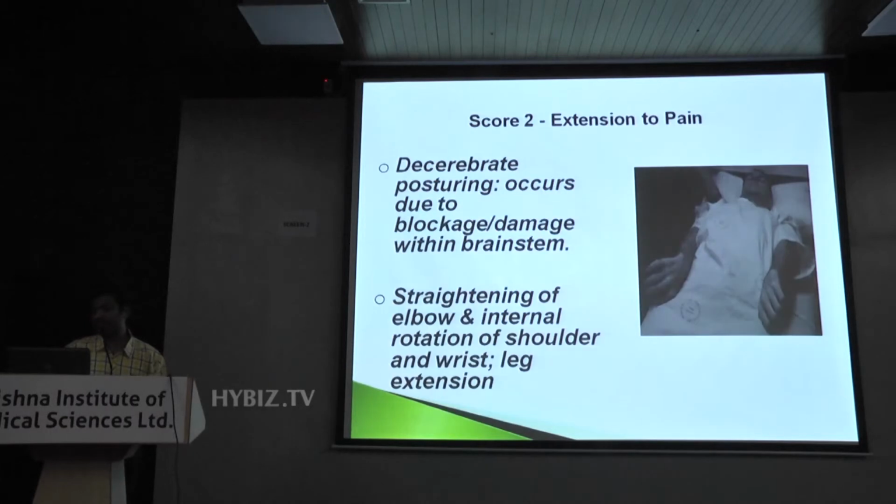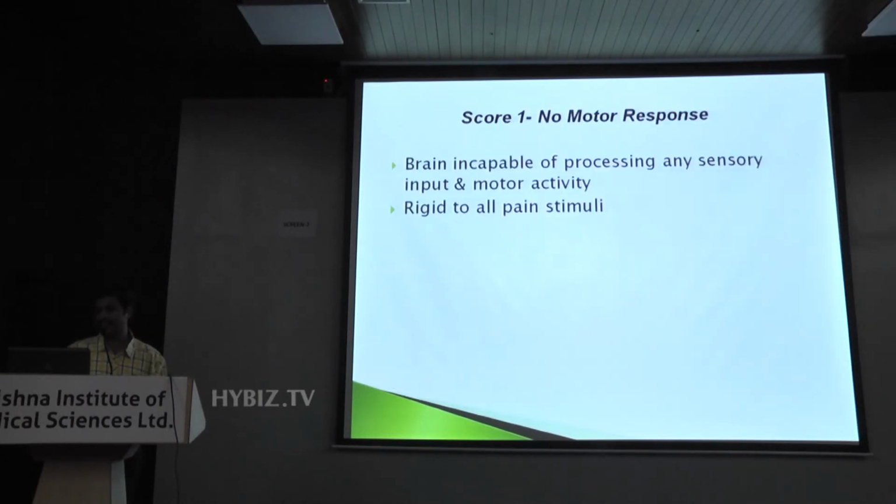So the exact opposite, when the upper limbs go into extension and the lower limbs also go into extension. So this gives a score of M2. This is known as decerebrate posturing. One thing is very important. If you want to confirm whether it's a decerebration or a decortication, in both the cases lower limb will go into extension. And M1 is no motor response.